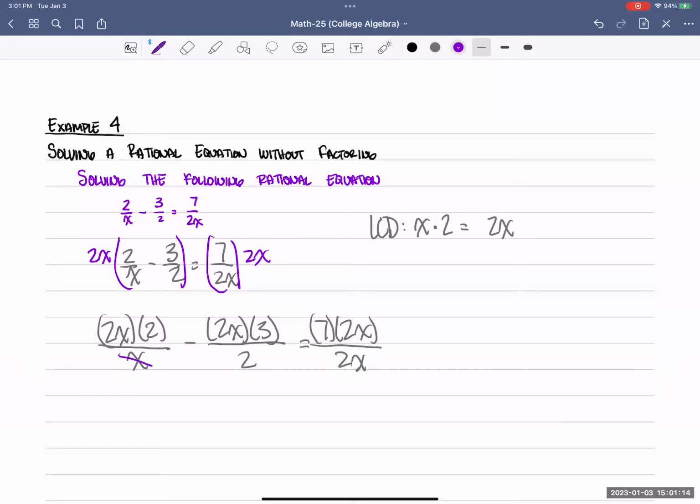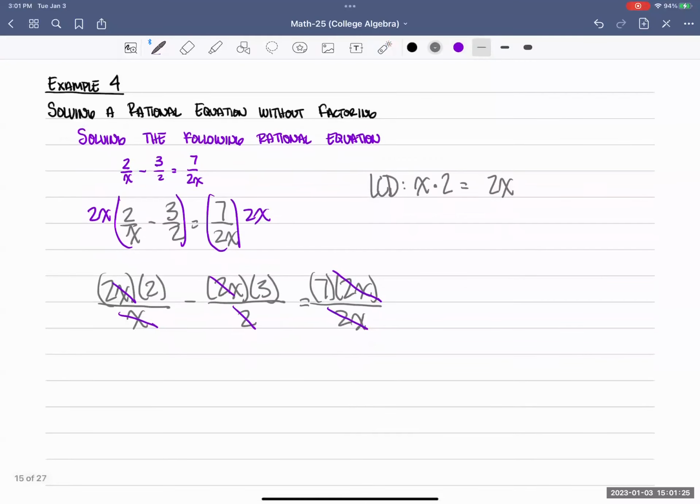All right, so here the x's divide out. Here the 2's divide out. Here the 2x divides out with 2x. In the numerator of the first fraction, we have 2 times 2. Denominator was completely divided out. And here we have x times 3 gives us 3x, equals 7. All right, doesn't look too bad.